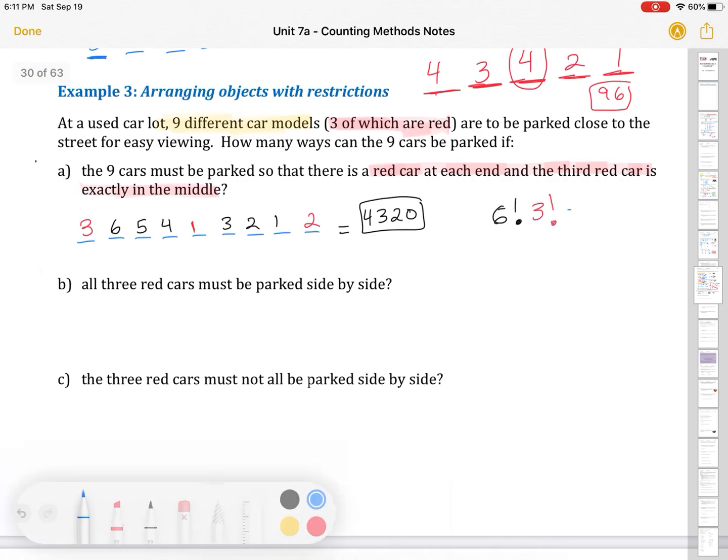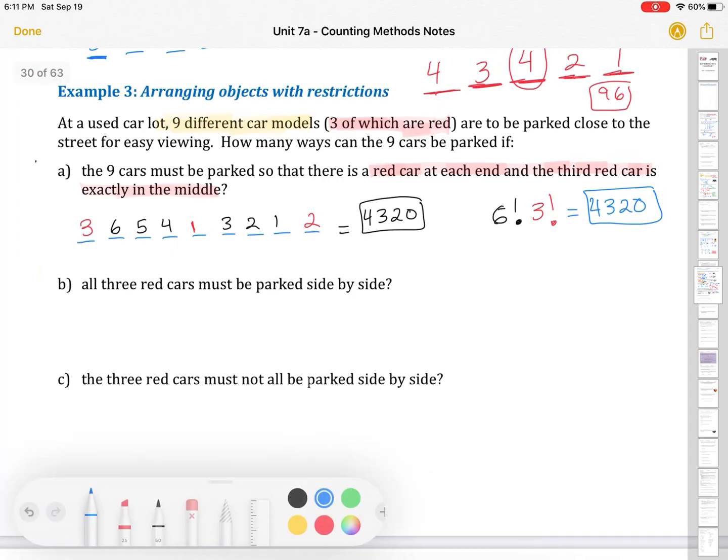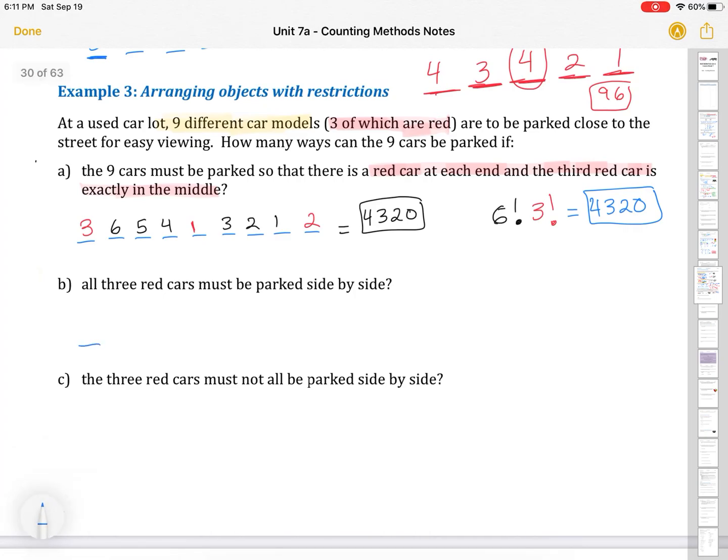Now looking at the numbers there, I have a 6, 5, 4, 3, 2, 1, which is 6 factorial. And then in my red I have a 3, 2, 1, which is 3 factorial. And if I multiply those, I will get 4,320. So whichever way you multiply to get your answer, one might save you some calculator work. But you can really see when you draw it out how mapping out the picture of it helps.